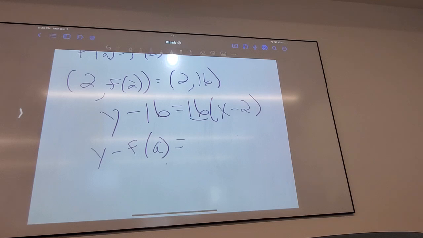It's a bad choice of function. Give me a break, sorry. That was f prime of a, correct? And then this would have been x minus the a that I picked. In this case, I picked 2, so it was just whatever number I wanted to pick. Are you guys with me? That's the tangent line, correct?